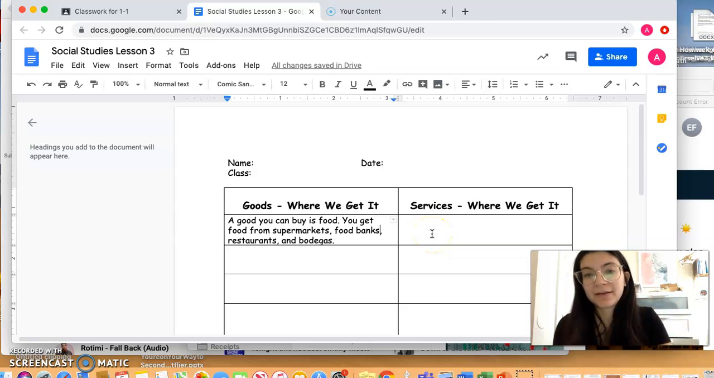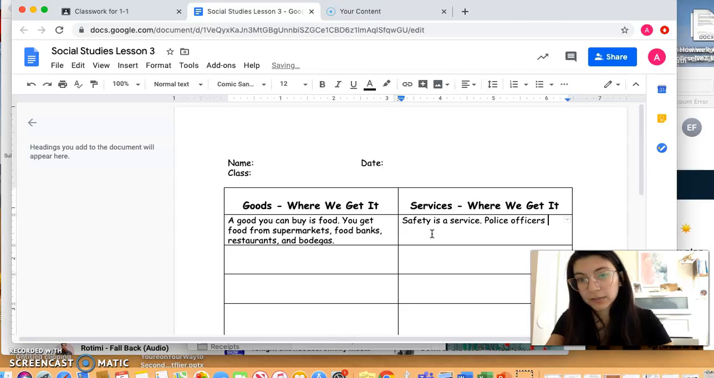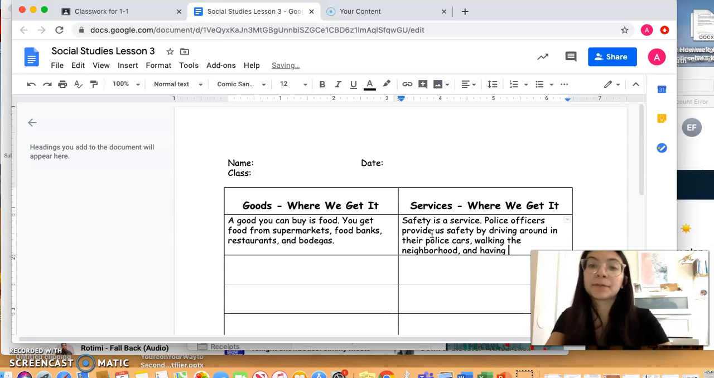A service that someone can provide for you is safety. Safety is a service. Police officers provide us safety by driving around in their police cars, walking the neighborhood, and having police stations.